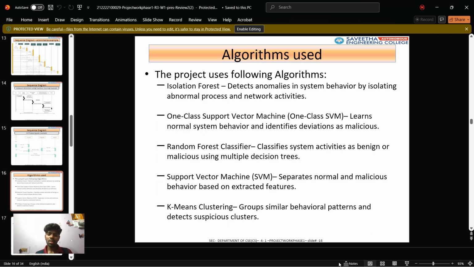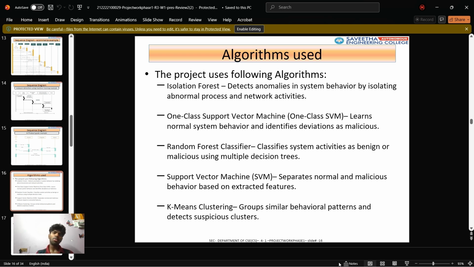So this was the one, and this is the most important thing: what algorithms have been used in our project? The first is isolation forest. This detects anomalies in the system behavior by isolating abnormal processes and network activities. Then one-class support vector machine. This is the most important one, which learns the normal system behavior and identifies deviations as malicious.